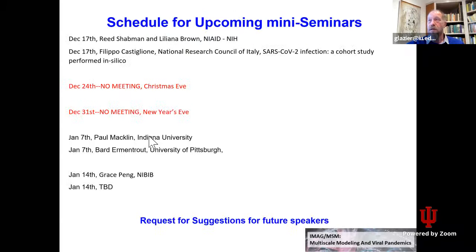Our schedule for upcoming talks: we have a talk on SARS-CoV-2 infections, a cohort study from Filippo Castiglione, and then two speakers from NIAID who are going to talk to us about the interests there, which I think will be of interest. Unfortunately, Thursday means that we missed 2 weeks. So we then resume in January with Paul Macklin and Bard Ermentrout, the 7th of January. Grace, our patroness, has agreed to speak on the 14th. We have slots available starting on the 14th on.